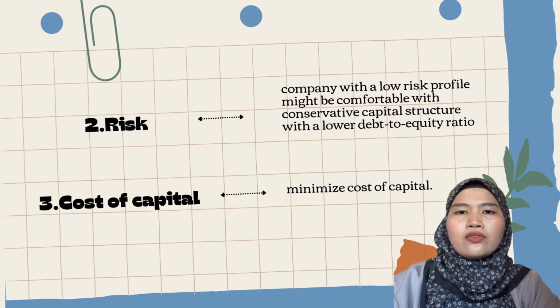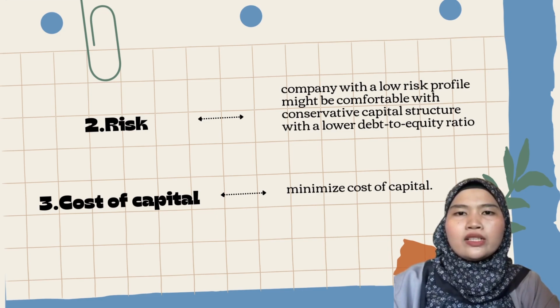Third, cost of capital. A company aims to minimize its overall cost of capital. Debt financing is cheaper than equity because of the tax benefit. Interest payments are tax deductible, but it comes with a repayment obligation. Equity doesn't require regular repayment but might be more expensive due to the higher expected return by investors.